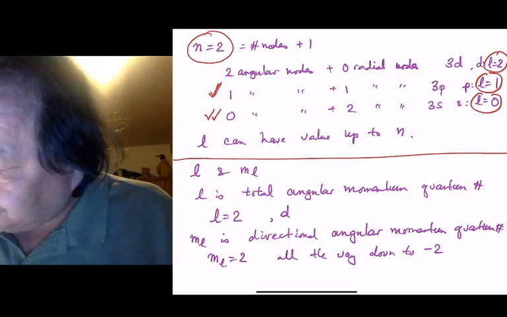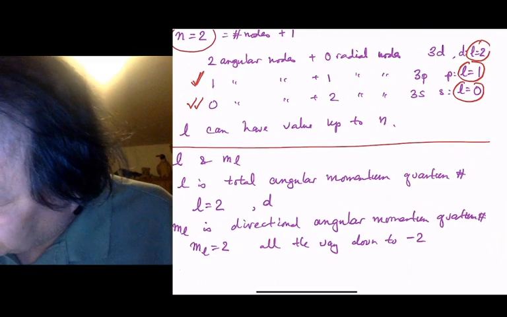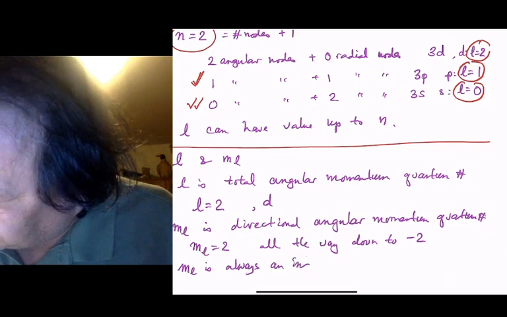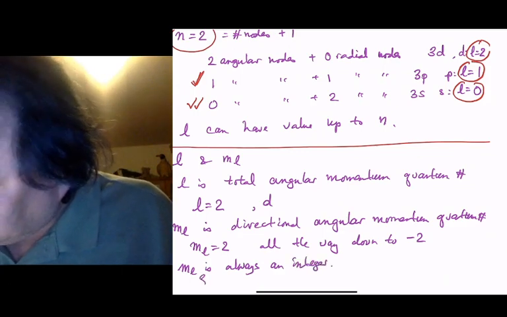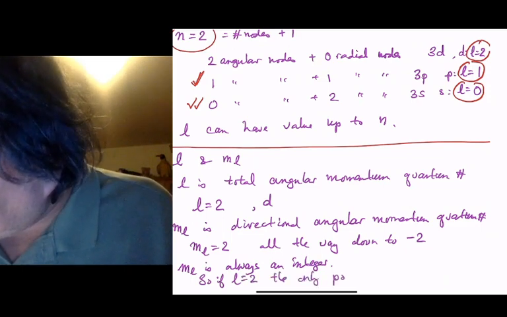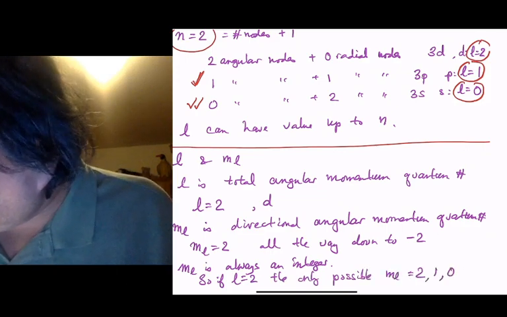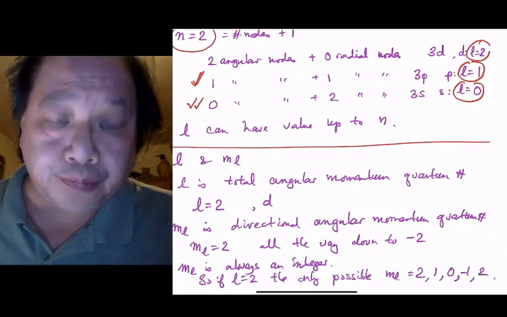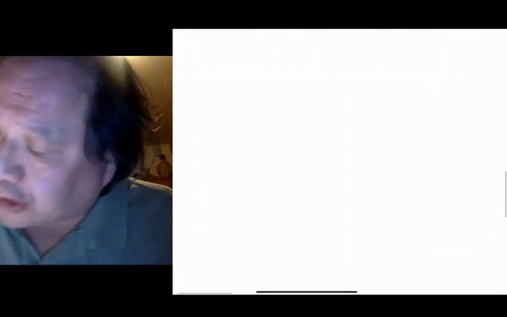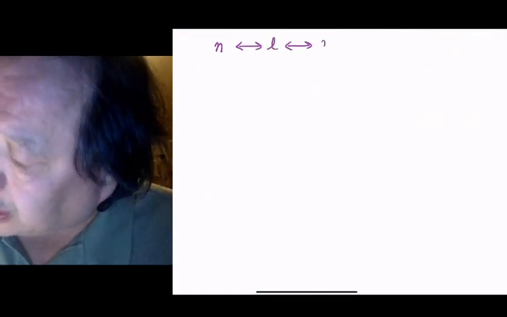And it turns out that ML is always an integer. So, if L equals 2, the only possible ML are 2, 1, 0, minus 1, and minus 2. This gets us the relations from n to L and L to ML.